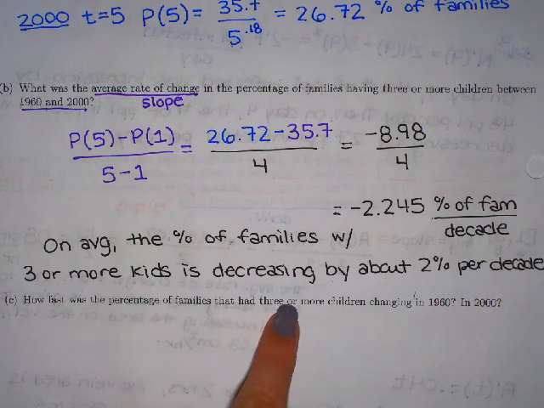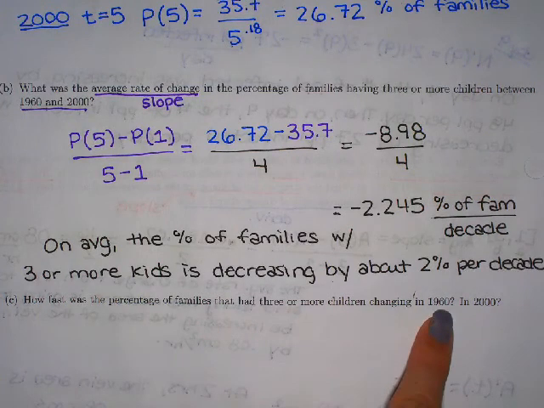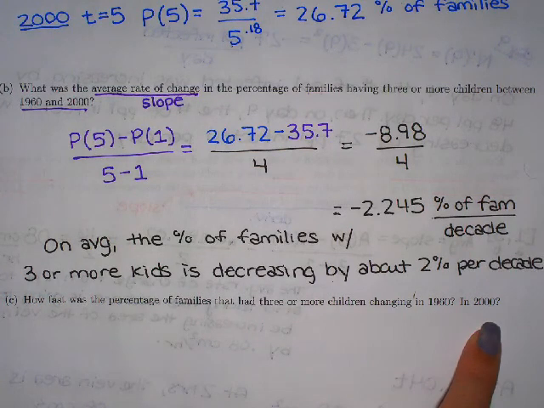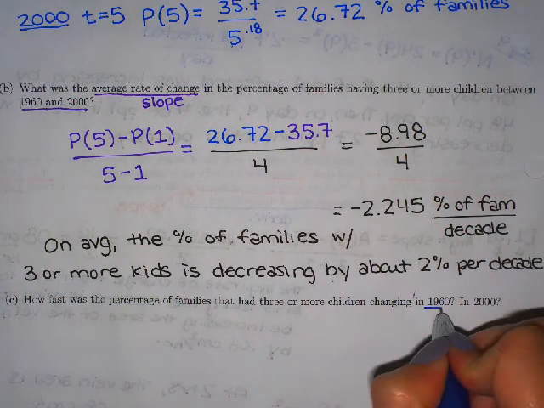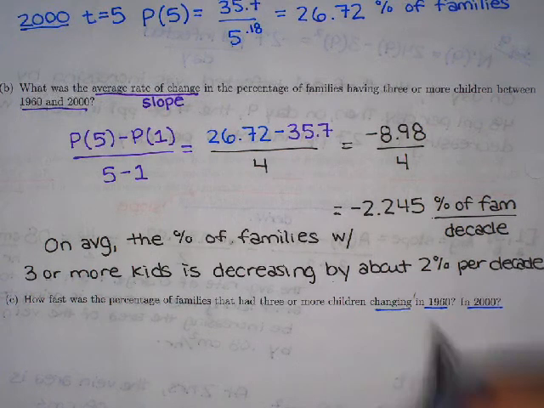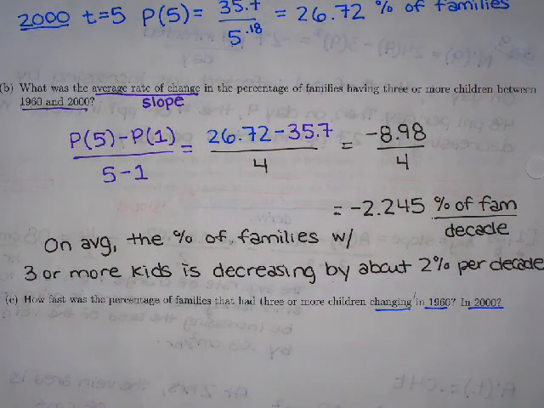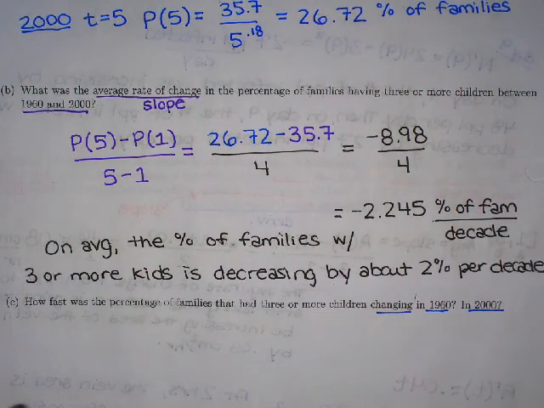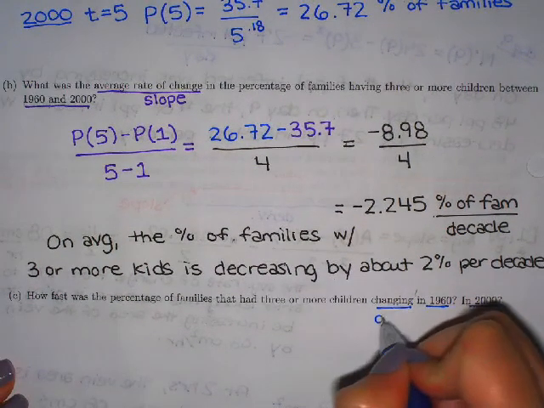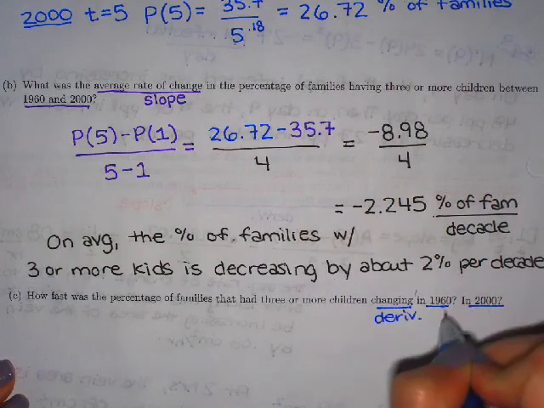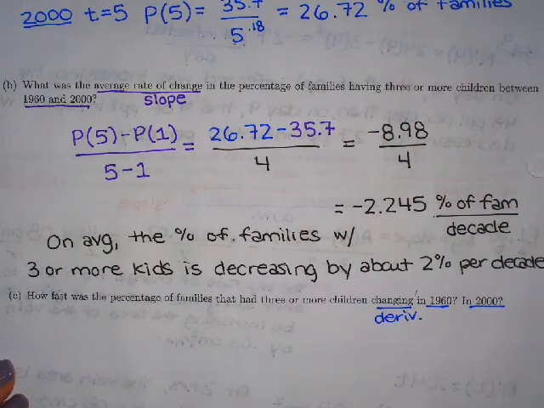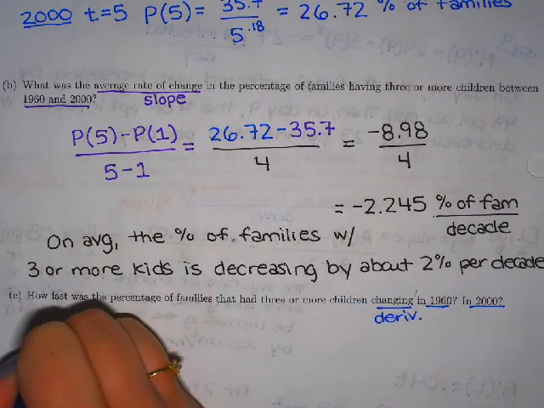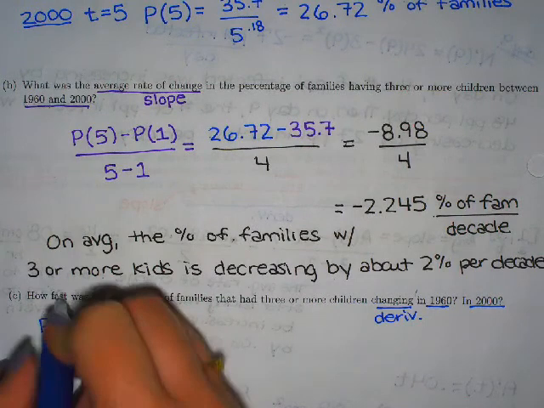So the last part says, how fast was the percent of families that had 3 or more children changing in 1960 and then in 2000? So we're just going to compare how fast it was changing between these 2 decades. So it doesn't say on average or anything like that. It says what's the change in 1960 and then what about in 2000? So we're going to take the derivative. So we're talking about change at an instant and then we're comparing it to another instant.